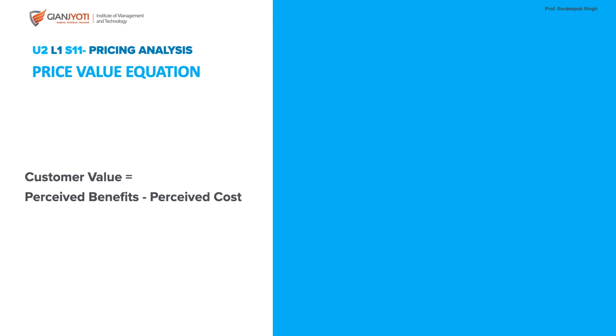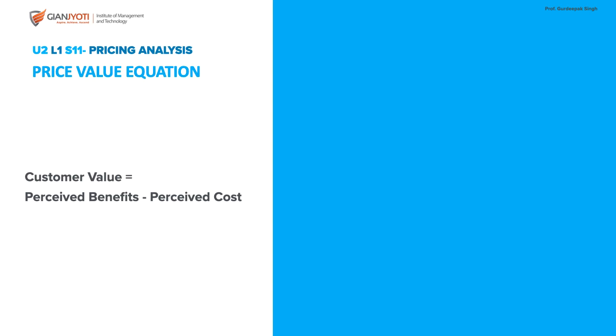Now the last thing I would like to talk about is the price value equation. When we talk about the price value equation, we talked about cost, price and value. The customer is not bothered about cost. The customer is bothered about the value that you are giving to him or her. So when we try to arrive at a price based on value, we look at this equation, which is the customer value. That is the price seen through the eyes of the customer.